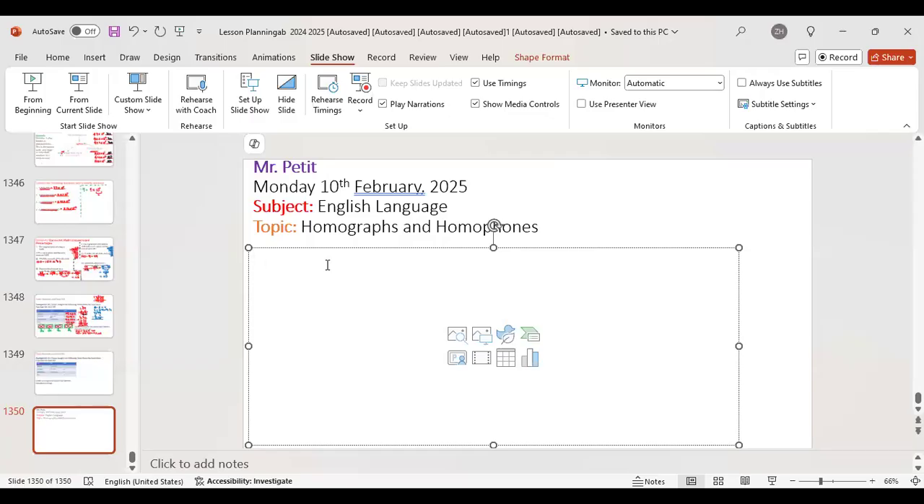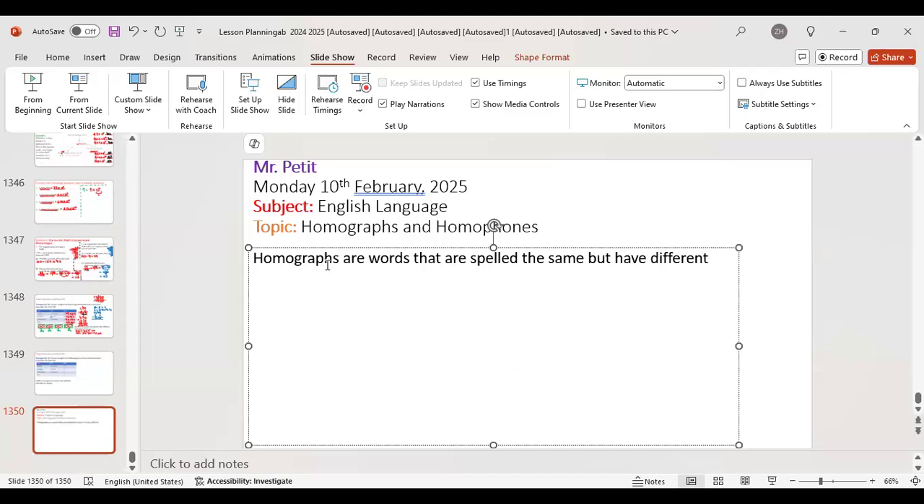All right, so let's define them, right? Let's start with homographs. Homo meaning same, right? Homographs are words that are spelled the same. So they have the same spelling. So homographs are words that have the same spelling, but have different what? Meanings. Read it in the chat, right?